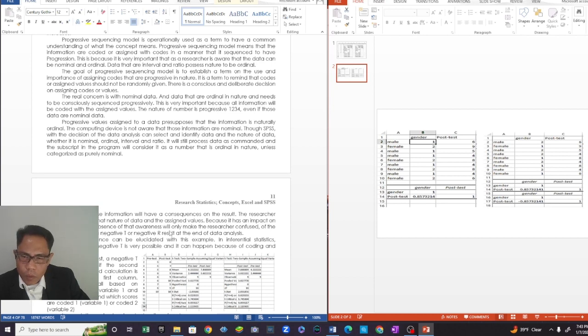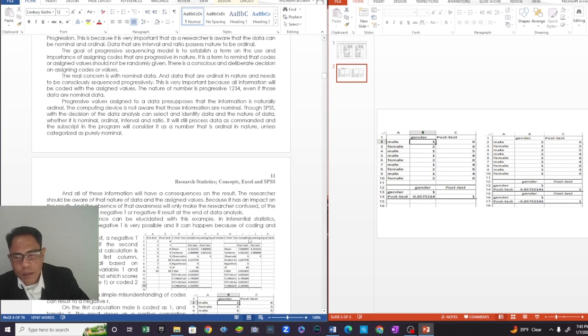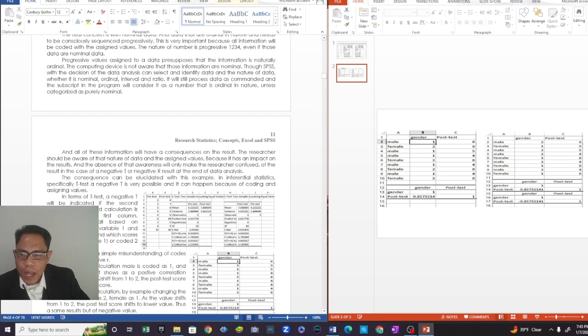The absence of this awareness will make the researcher confused by the result, in the case of a negative t or a negative r at the end of data analysis. The consequence can be elucidated with this example. In inferential statistics, specifically the t-test, it's very possible that this can happen because of coding and assigned values.